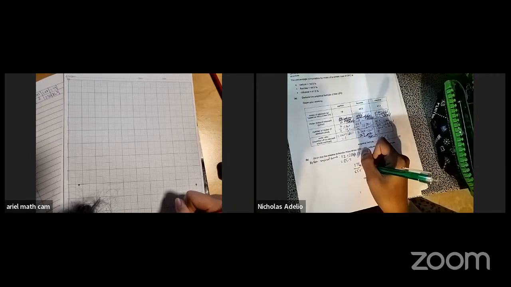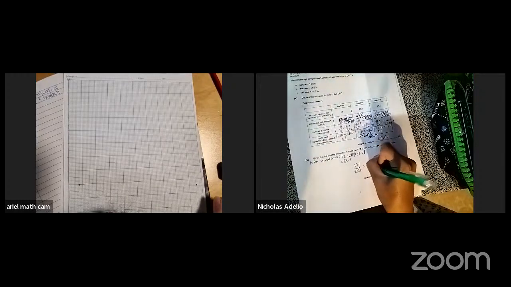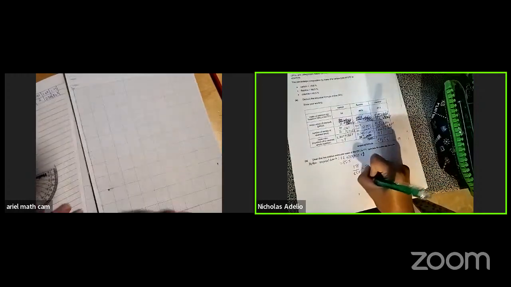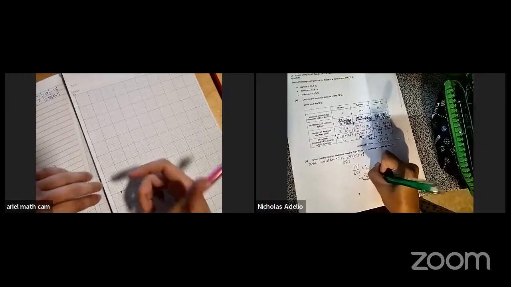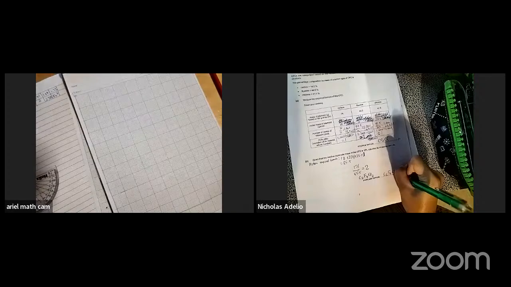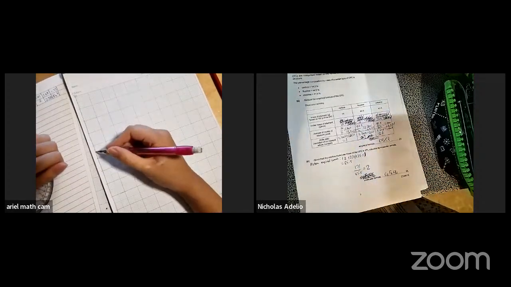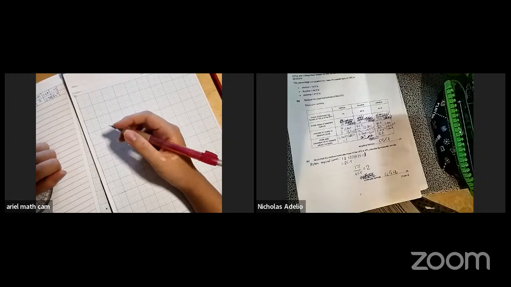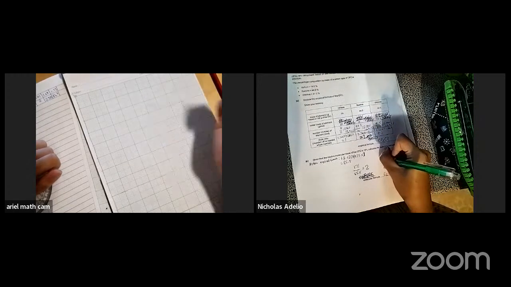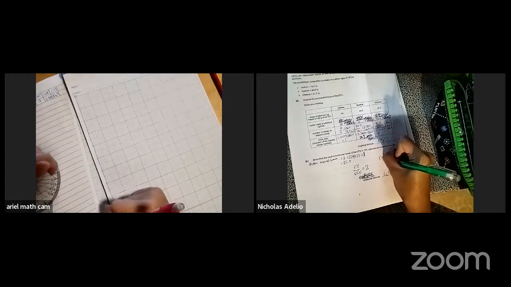Okay, Ariel. Now this is the do or die. This is the make or the break. How do you scale your graph? I would just use 10 and 10. But how do you decide which number is where? This is where most people get it wrong.